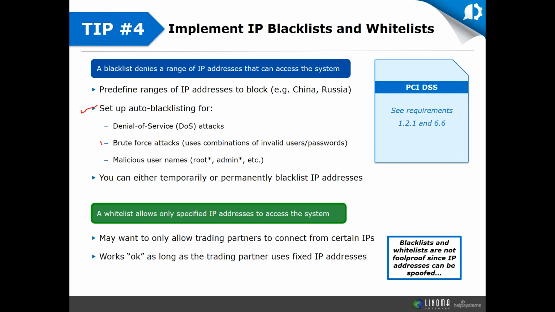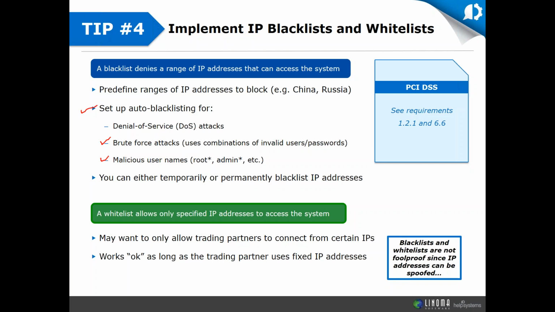Your FTP server should also be able to auto blacklist an IP that's attempting multiple logins using different user IDs and passwords over a short period of time. And this auto blacklist feature should be configurable, since you don't want to blacklist a legitimate partner that's just had a couple of invalid login attempts. And finally, it's good to automatically blacklist an IP address that's trying to log in with a typical administrator user ID, like root or admin, because those are the first user IDs an attacker will typically attempt to use against your FTP server.